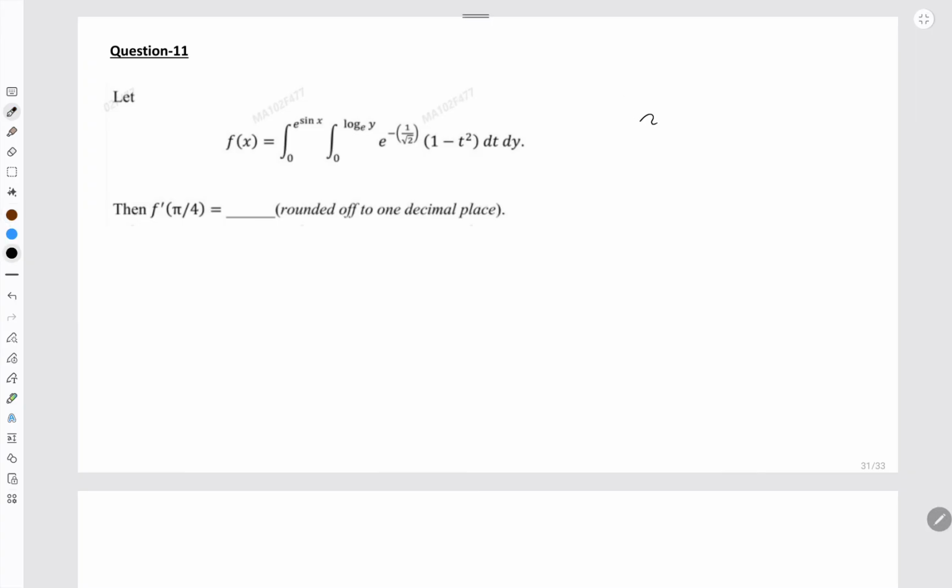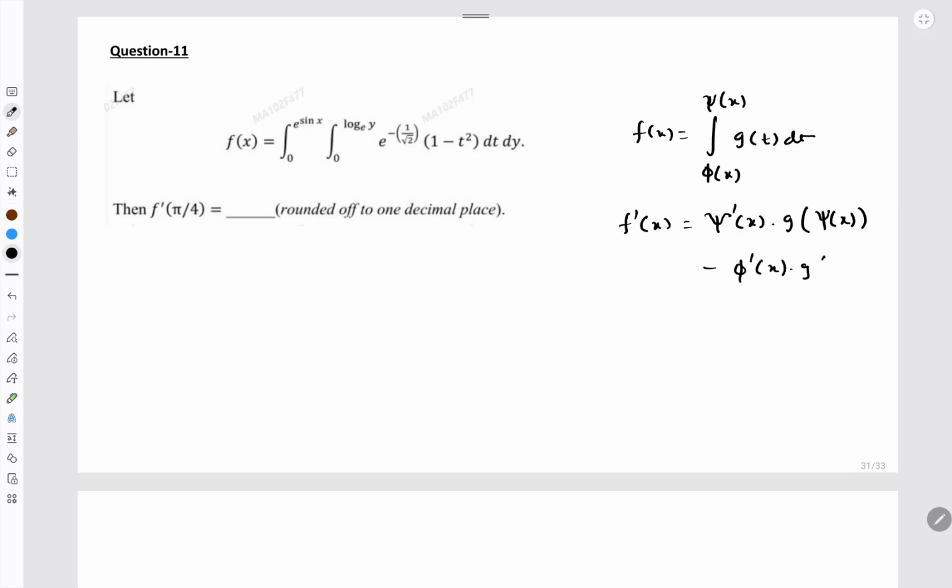So we know for a fact that if f of x is equal to some function g of t dt, and the limits are from phi of x to psi of x, then the derivative f dash of x is basically the derivative of the upper limit multiplied by g of the upper limit, minus the lower limit's derivative into g of the lower limit. So it is of that format.